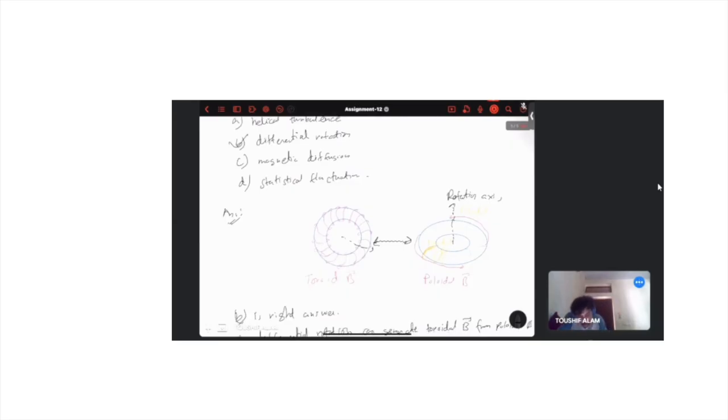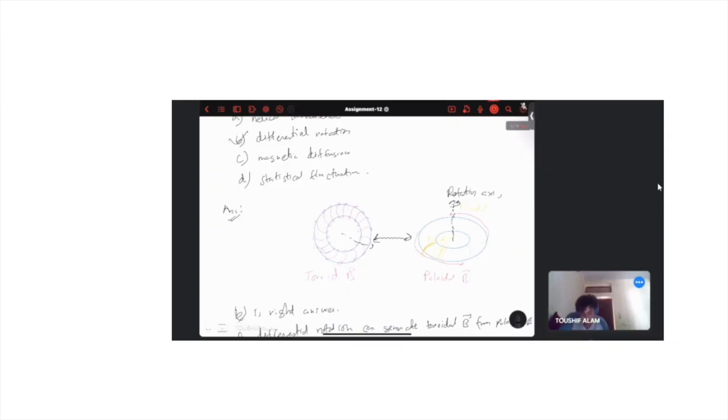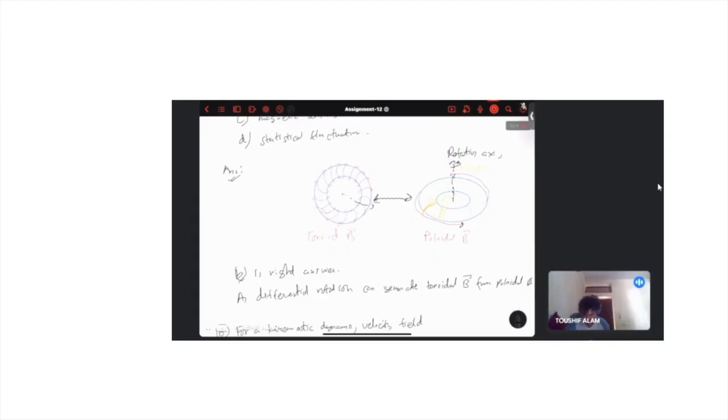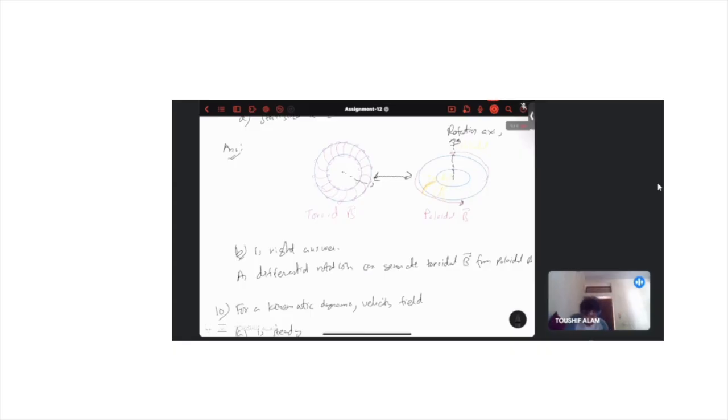A turbulent dynamo poloidal magnetic field can generate a toroidal field by differential rotation. So this is the rotation axis, right? Because when it is rotating, imagine this whole poloidal thing rotating like this. Okay, a differential rotation is there, so this whole poloidal thing will become toroidal. Okay, this is how it can generate.